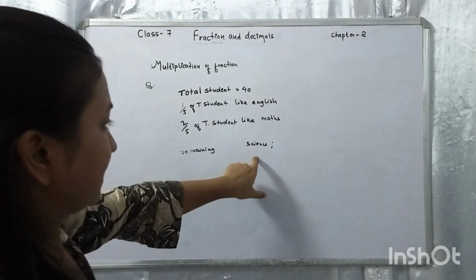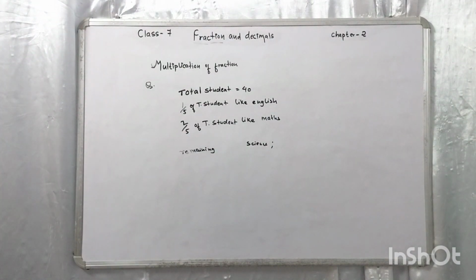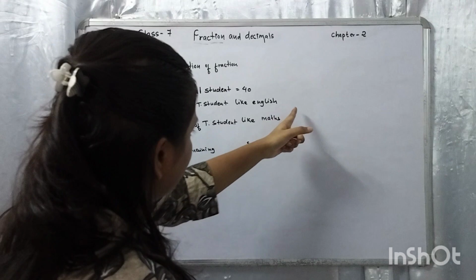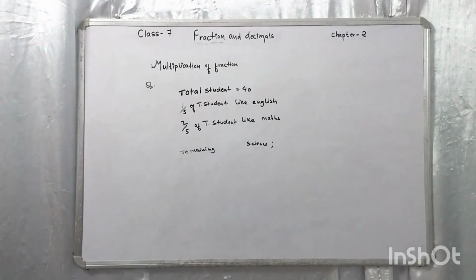students like science. So our question is, we need to find out how many students like English, maths and science. We need to find out the number. So let's start.